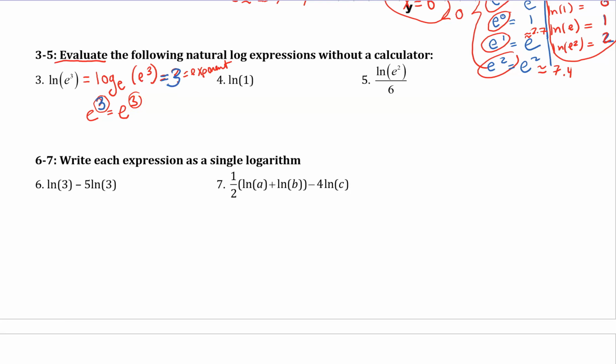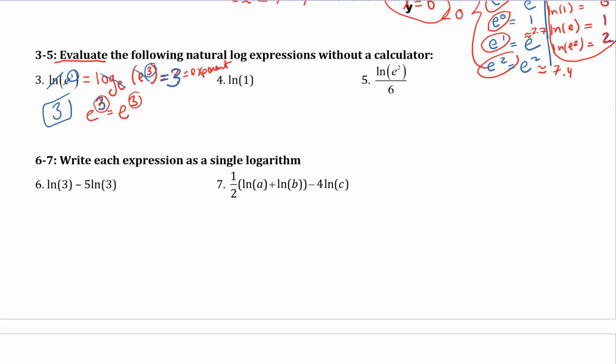So basically what happens, because these are inverses of each other, the natural log and the base e will cancel each other out and leave you with whatever the exponent was, right? Because it's a log base e. So log of same bases will cancel those bases and leave you with just the exponent. So the answer for this is 3.